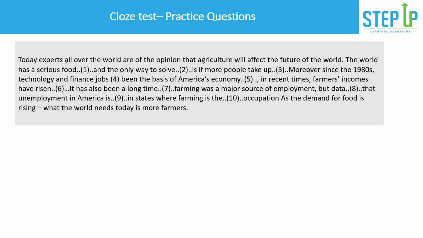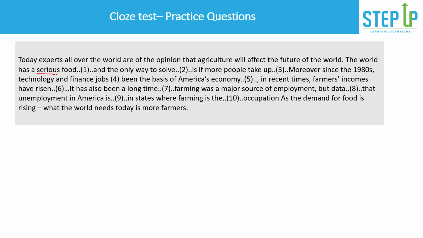Okay. First we read, today experts all over the world are of the opinion that agriculture will affect the future of the world. The world has a serious food dash and the only way to solve dash is if more people take up dash. So it's more like experts are of the opinion that agriculture will affect the future of the world. That means agriculture is going to become very important. The world has a serious food.